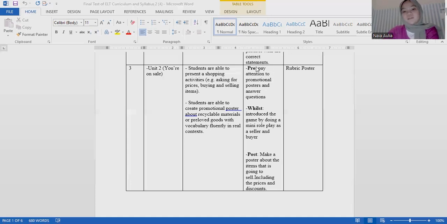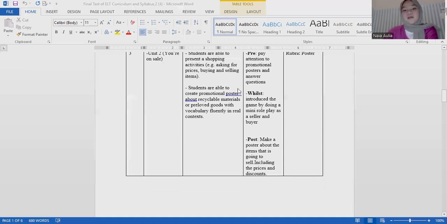In proactivity, they pay attention and answer questions, like maybe the price, the discount, or maybe what the items should be. And in the while activity, I introduce the game by doing a mini role play as a seller and buyer. I think it's interesting because students should do a game by doing a role play.